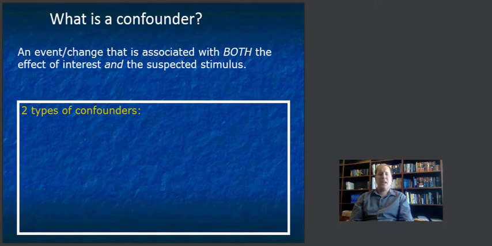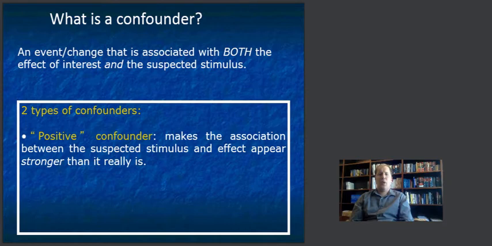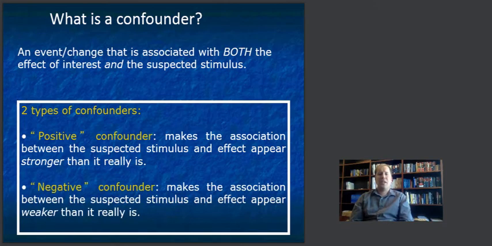In order to see this play out, we have to understand there's actually two different types of confounders. One are what are called positive confounders. Positive confounders are events or changes that make the association between the suspected stimulus and the suspected effect appear stronger than it really is. Conversely, negative confounders are events or changes that make the association between the suspected stimulus and effect appear weaker than it really is. In either circumstance, what a confounder does is it distorts our perception of causation.